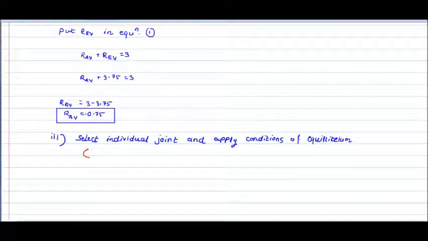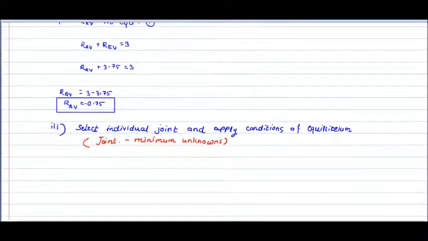So we have to select an individual joint and apply the condition of equilibrium. The joint should be selected in such a way that there are the minimum unknowns. Once you decide which joint to select, apply the condition of equilibrium. After selecting that joint, we'll get a concurrent force system. So here we use the condition of equilibrium for a concurrent force system, that is, summation of all forces in x direction equal to 0 and summation of all forces in y direction equal to 0.